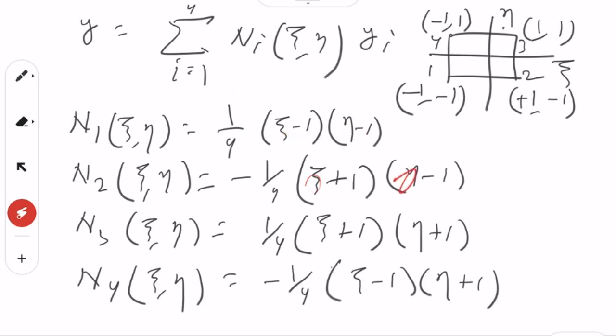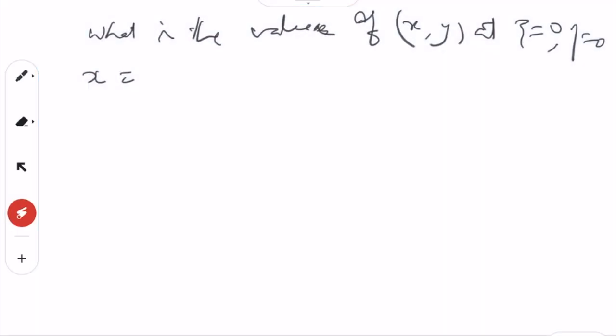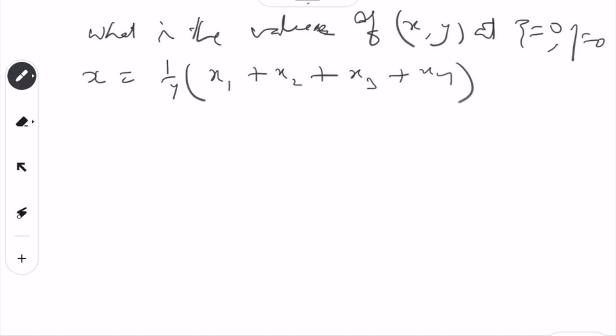0 and 0 here, what do you get? So, 0 0, so minus here, so 1 over 4, 0 0, 1 over 4, then again 0 0, we get 1 over 4. See, in all the cases you get 1 over 4 only. Okay, so x will be equal to simply 1 over 4 (x1 plus x2 plus x3 plus x4). Similarly, y will be equal to 1 over 4 (y1 plus y2 plus y3 plus y4).